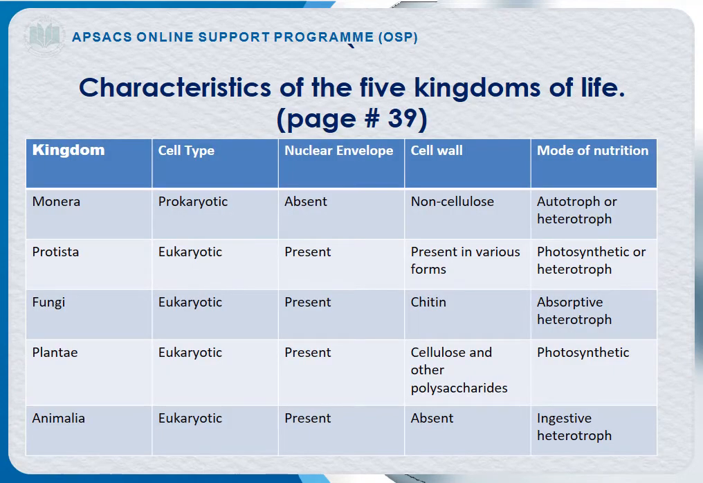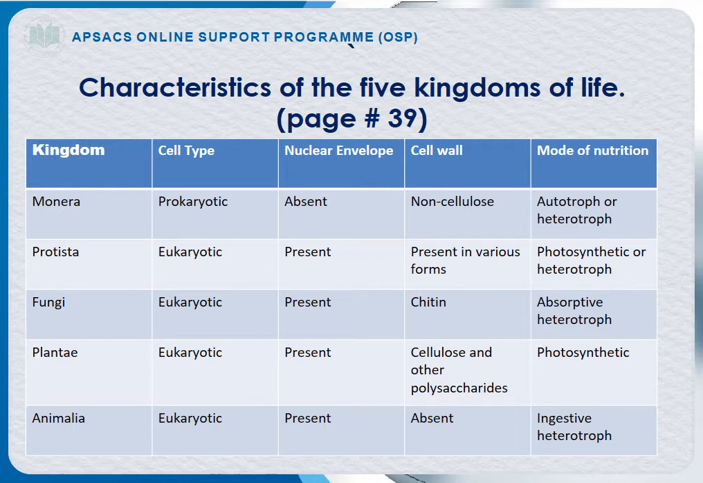Characteristics of five kingdoms of life, textbook page number 39. Kingdom Monera, cell type prokaryotic, nuclear envelope is absent. Cell wall is made of non-cellulose. Mode of nutrition, autotroph or heterotroph. Kingdom Protista, cell type eukaryotic, nuclear envelope present, cell wall present in various forms. Mode of nutrition, photosynthetic or heterotroph.